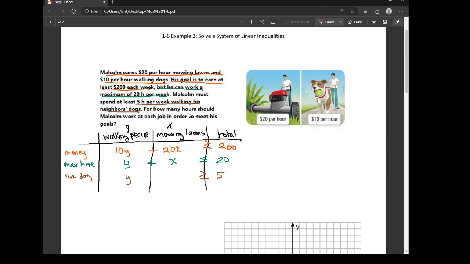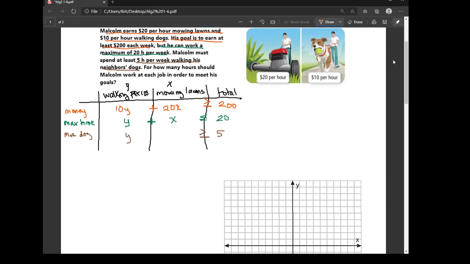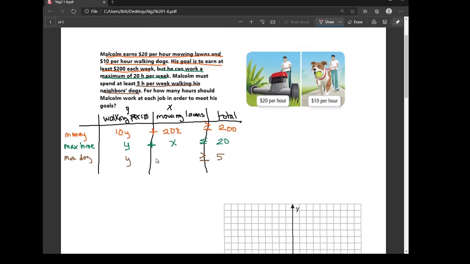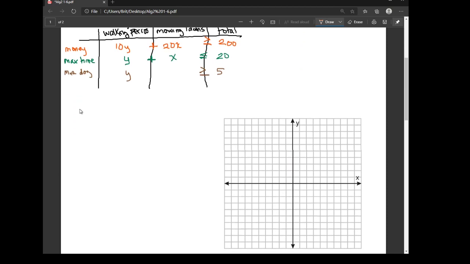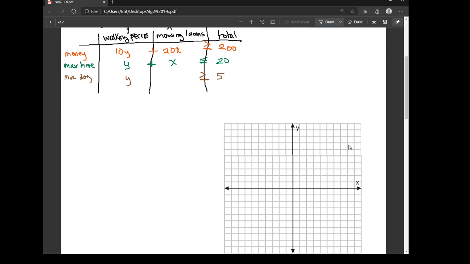Now it is worth noting here that when I go to graph it, I can't have a negative number of hours, right? Like I can't say, oh, Malcolm walked dogs for -3 hours yesterday. That doesn't make sense. So when I go to graph this, I don't actually need the whole coordinate plane. I'm just going to need the first quadrant, because over here would be negative time mowing lawns, and over here would be negative time walking dogs, and those don't make sense. So most of my graph is going to be right here in the first quadrant.